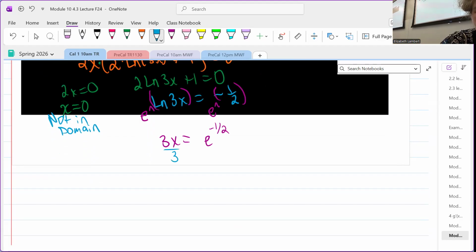And then we divide by 3. So x equals 1/3 e to the negative 1/2. Now that is a positive number, but you can type it in just to be sure.